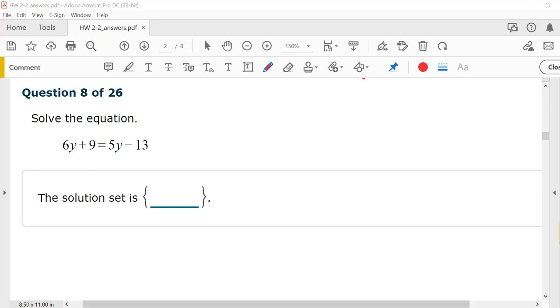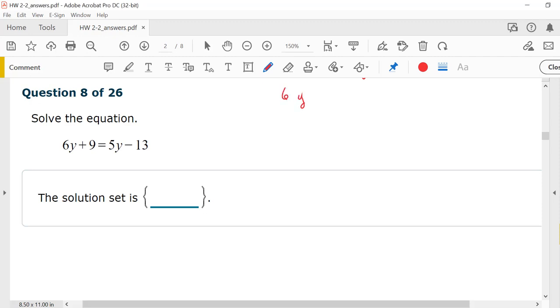Just wanted to acknowledge the fact that I know there are a lot of problems on these homework sets. It's hopefully going to help you. The more practice you get, the better you will get at doing these problems. It does take a lot of practice to see the pattern on what you need to do. So let's keep moving forward.